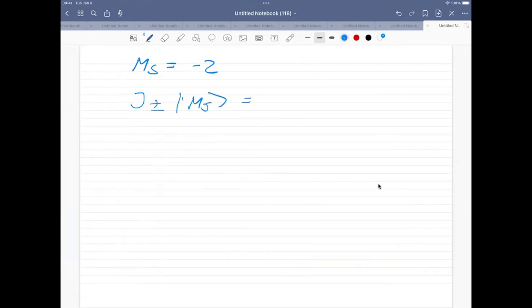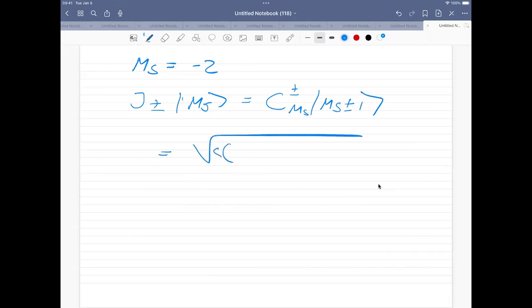And this gives rise to a coefficient, which is normally called a Clebsch-Gordan coefficient of MS. And that coefficient is given by your value of S times S plus 1 minus the MS value times MS plus or minus 1, multiplied with the state MS plus or minus 1.